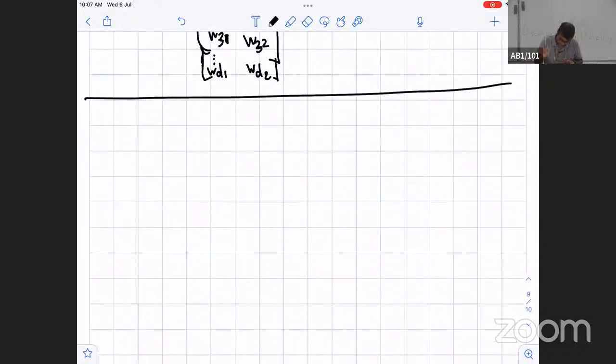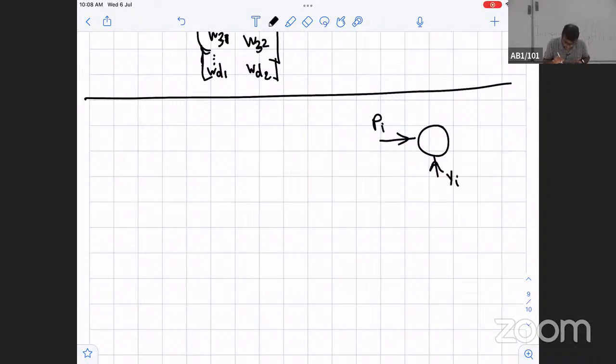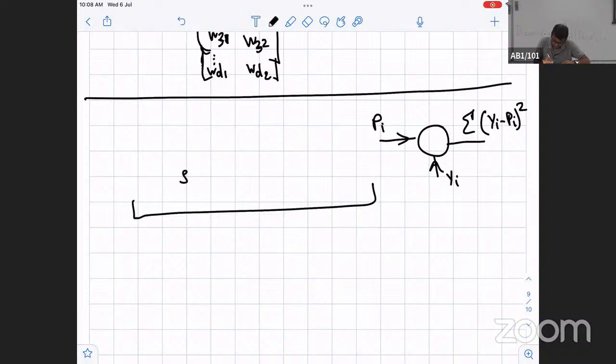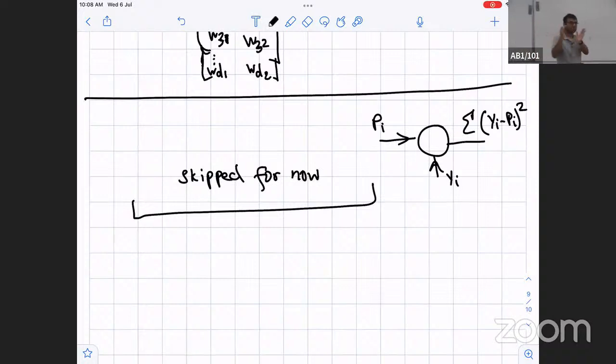Coming back to the original example, let's look at one layer at a time from the back. So the last layer was the loss, right? So you had predictions, pi, you had yi, and there was a loss which was yi minus pi squared, right? There are other things as well, I'm going to skip them for now, but we will come to that when we get there. We'll slowly try to see how it is done.